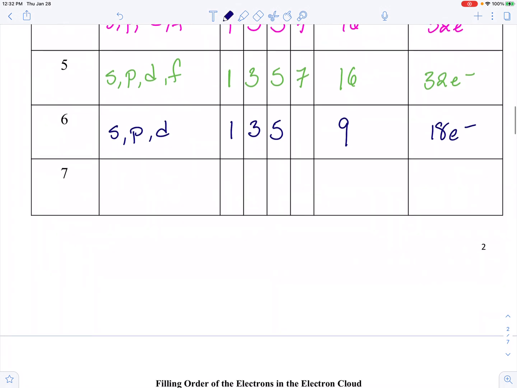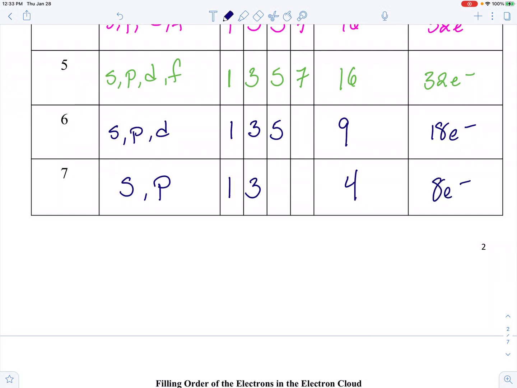Our last floor only has an S and P. It looks a lot like the 2nd floor, but it's further away from the nucleus because it's the 7th energy level. The S sublevel only has 1 orbital. The P sublevel has 3 orbitals. That gives you a total of 4 orbitals on the 7th floor. And that means that the 7th energy level can hold a max of 8 electrons.